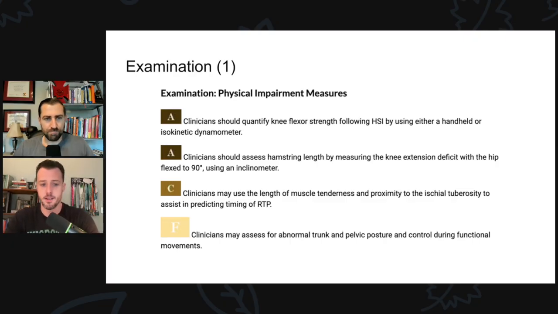And then the second one here with A-level evidence is that we want to measure the hamstring length. And the way that's recommended to do this, according to the clinical practice guidelines, is measuring the amount of knee flexion with the hip at 90 degrees of hip flexion. So you flex the hip up to 90, picture the knees bent at 90 degrees, and then you're kicking your knees straight. And you're measuring how straight the knee is.